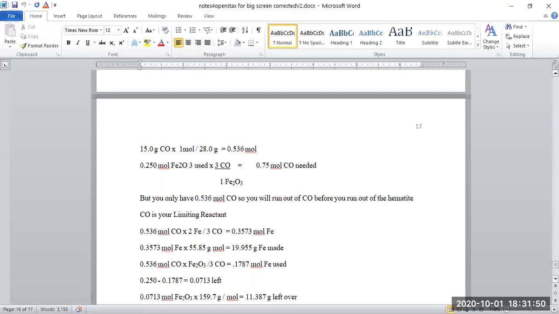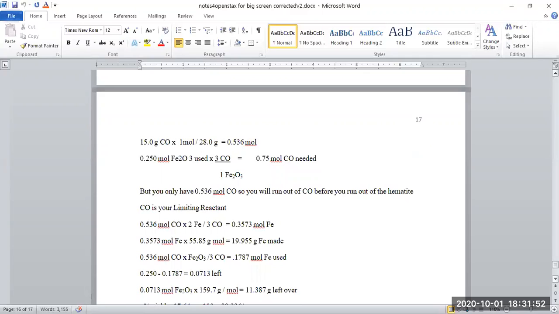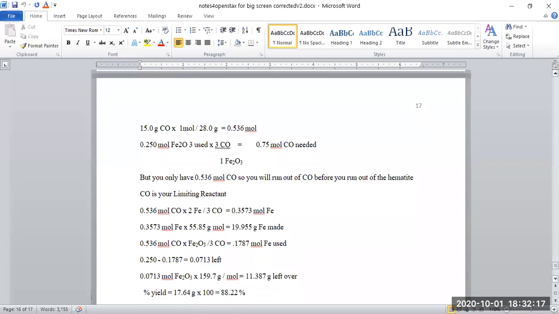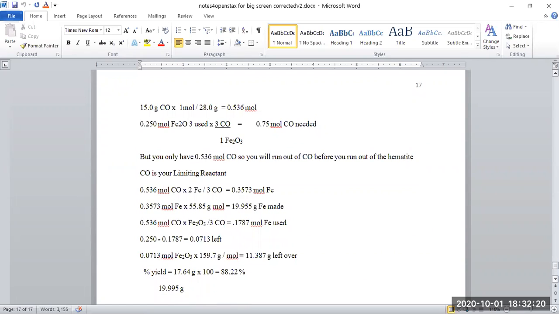Now I'm going to use the carbon monoxide to help me figure out how much iron I would get. So I've got a different ratio this time. This time it's 2 irons to 3 COs. I get 0.3573 moles. And then I need grams, so multiply by 55.85 because that's the number from the periodic table for iron. So if everything had gone pristinely perfect, I would have gotten slightly less than 20 grams, 19.955.